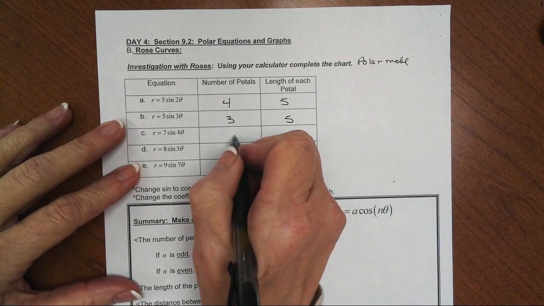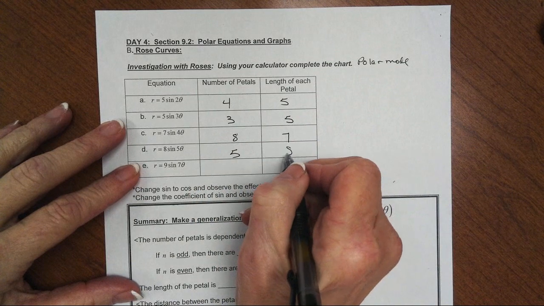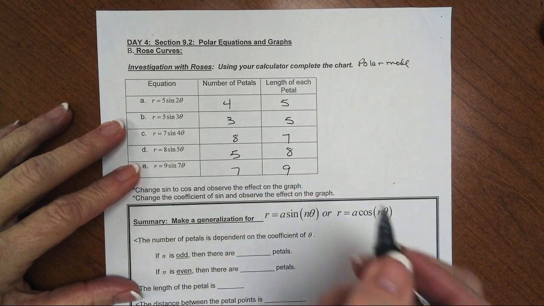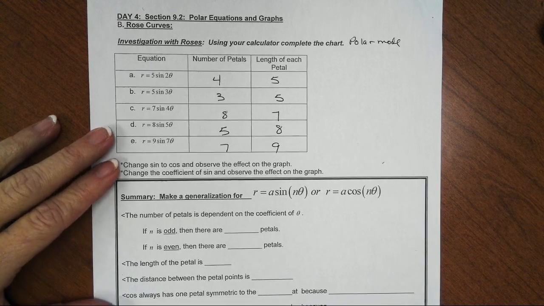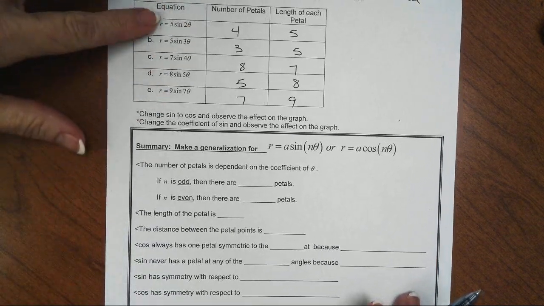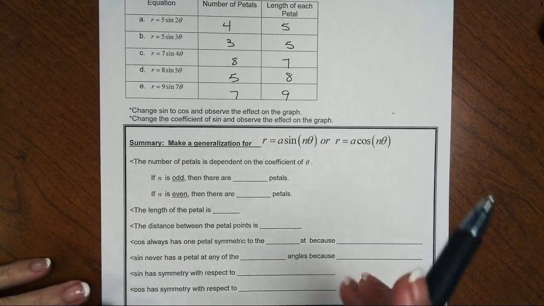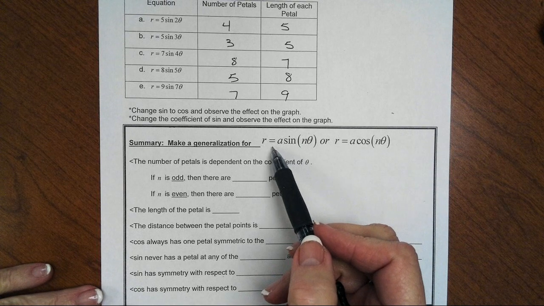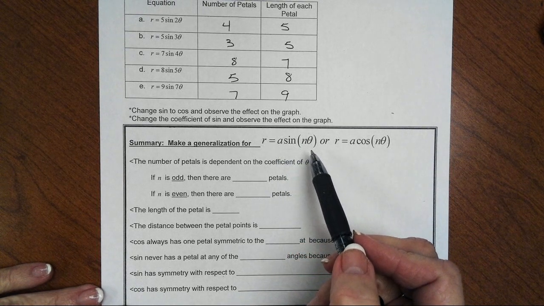Okay, you should have gotten these. And so it gives you a pretty good idea of how all of this is going to work. So there are lots of different numbers, and what do they all mean? We're going to find out. So these are the equations for polar rose curves.